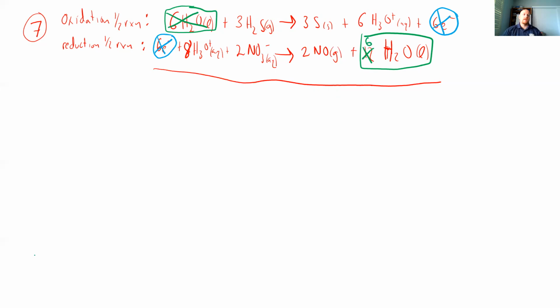Okay. Then I can go ahead and look at, we'll do purple for this one, my hydronium. So my hydronium, I've got 6 H3O plus and 8 H3O plus, and so I'll subtract 6 from each side. Those will go away. That will change to a 2, right? Subtracting 6 from 8 gives us 2. And then I can put these all back together.